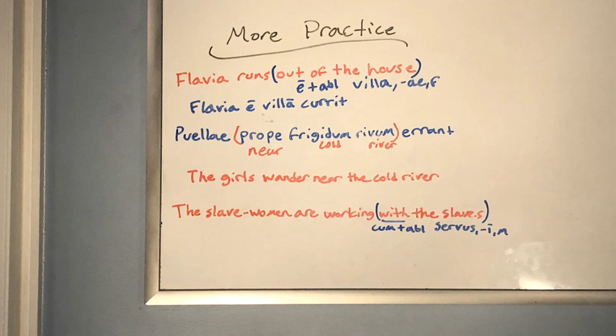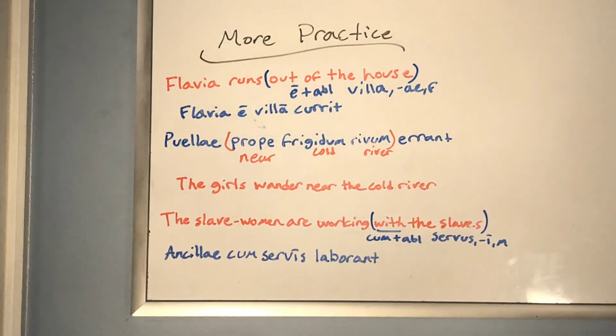The slaves, that can be translated into Latin as servus, servi, masculine, so we have to have that ablative plural ending, and that's long I-S. So the form of servus we're going to use here is servīs, long I-S. Your entire prepositional phrase will be cum servīs. Translating the entire sentence, the slave women are working with the slaves. Ancillae cum servīs laborant. Remember, are working is the acceptable translation for the verb.